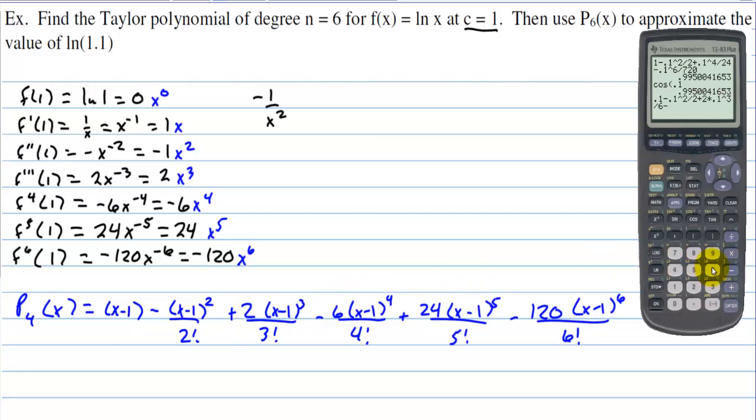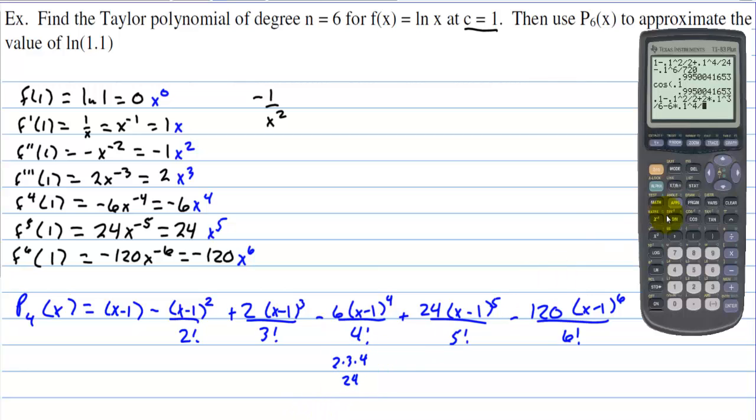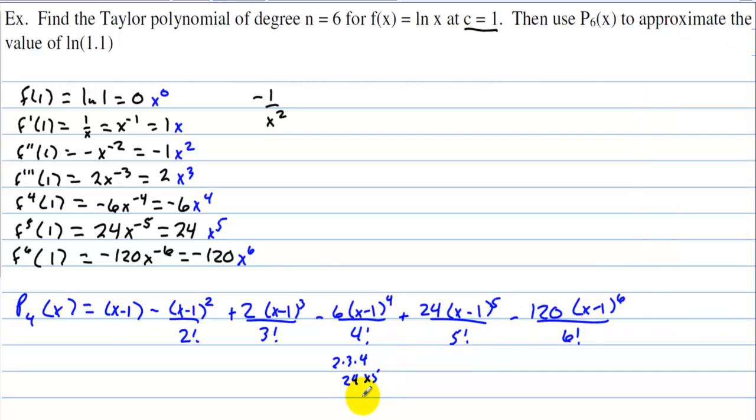Then we have minus 6 times 0.1 raised to the fourth, and we're going to divide that by 4 factorial, which is 2 times 3 times 4. That's 6 times 4, that's 24. So we'll divide that by 24. Now we go to the 24. So plus 24 times 0.1 raised to the fifth. We have to divide that by 5 factorial. And if we multiply this by 5, we carry the 2, and that'll be 120.